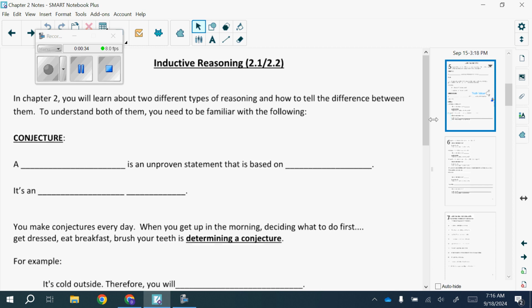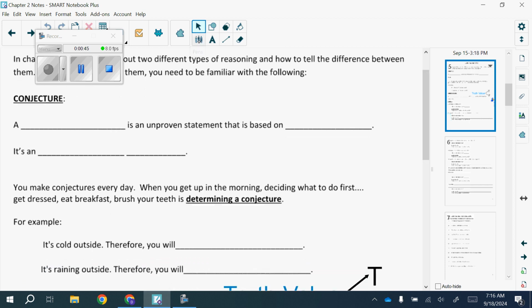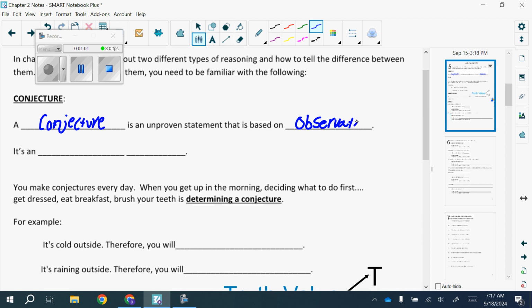2.1/2.2 is over inductive reasoning. So in chapter 2, we'll learn about two different types of reasoning, how to tell the difference between them. But to understand them, we need to be familiar with a pretty simple concept first. So conjecture. A conjecture is an unproven statement that is based on observation. It's an educated guess.